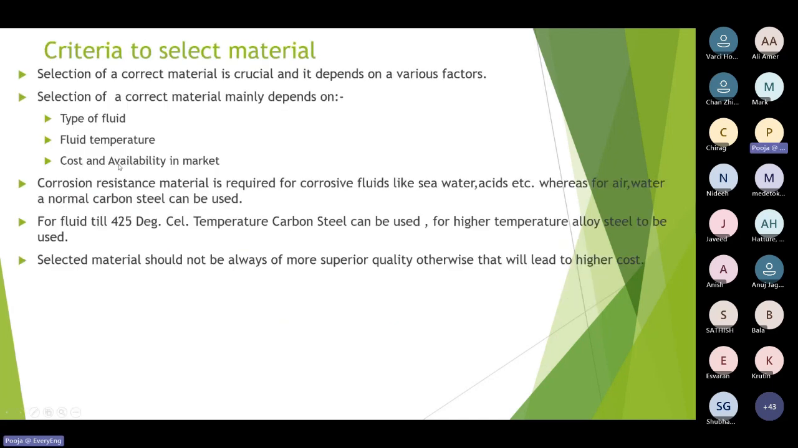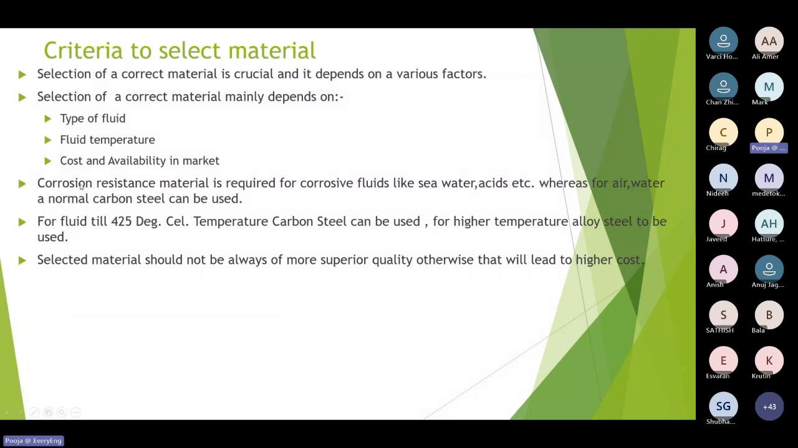And also we have to think about the cost and availability in the market. So as I said, water can be carried in a carbon steel pipe and also it can be carried in a stainless steel pipe. I can select the stainless steel pipe from a suitability point of view. But when it comes to a cost point of view, I have to select carbon steel because carbon steel is cheaper than stainless steel.